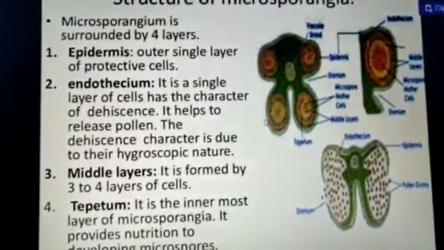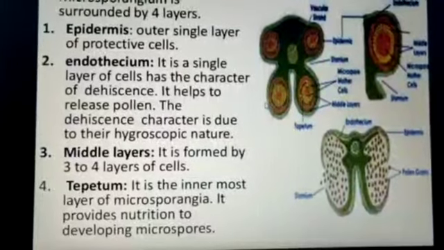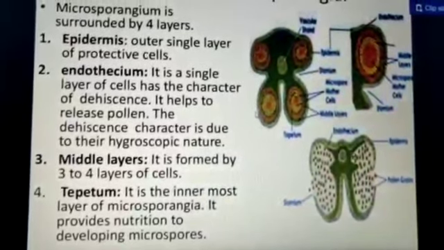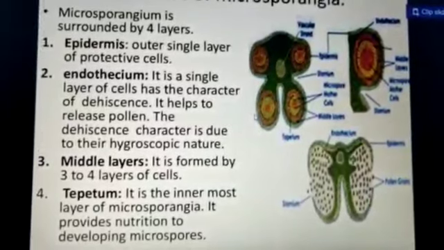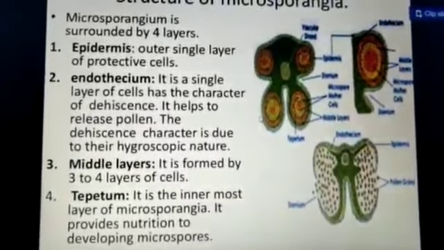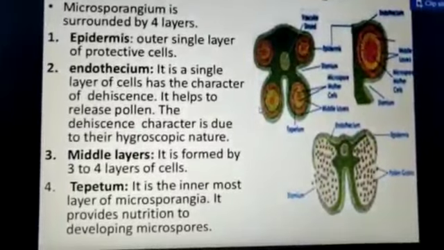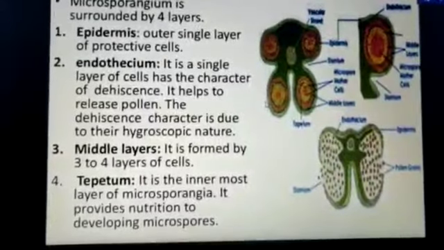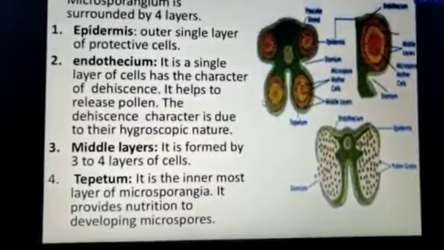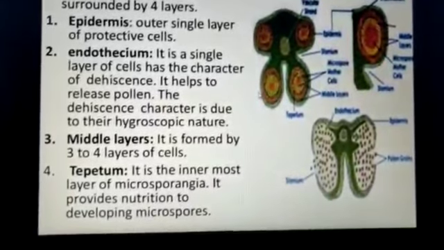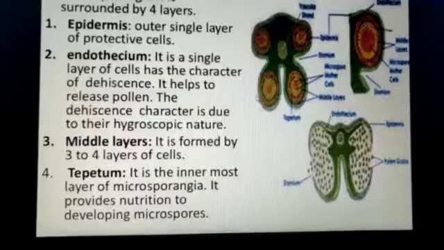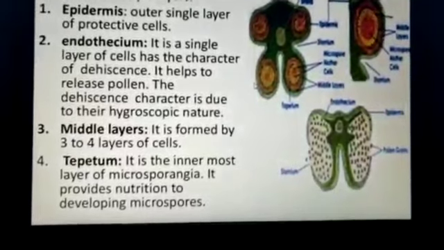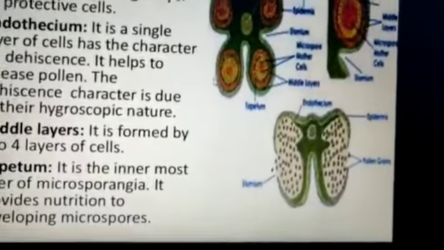The second layer is the endothecium. It is a single layer of cells and has the character of dehiscence. Dehiscence means what? Rupturing to release the pollen grains outside. This is the portion which helps in giving out the pollen grains. The dehiscence character is due to their hygroscopic nature. The middle layer is formed by 3 to 4 layers, and the tapetum is the innermost layer of the microsporangium, which provides nutrition to the developing microspores.